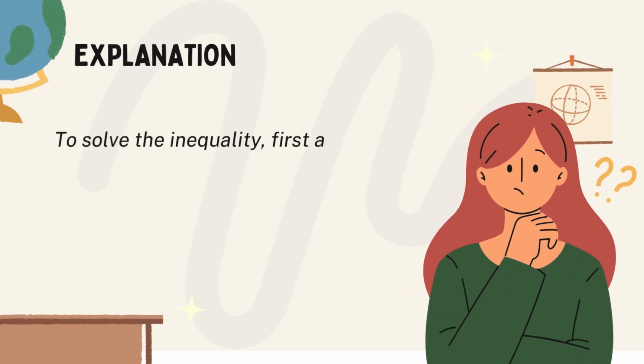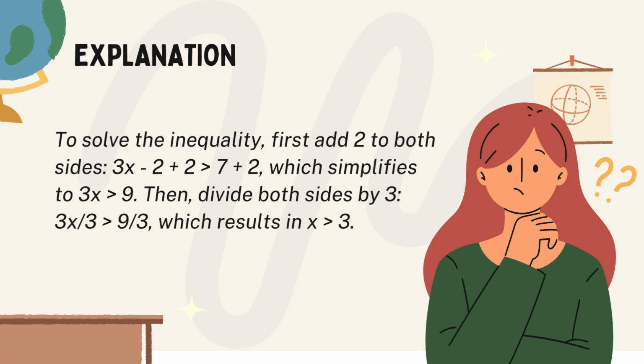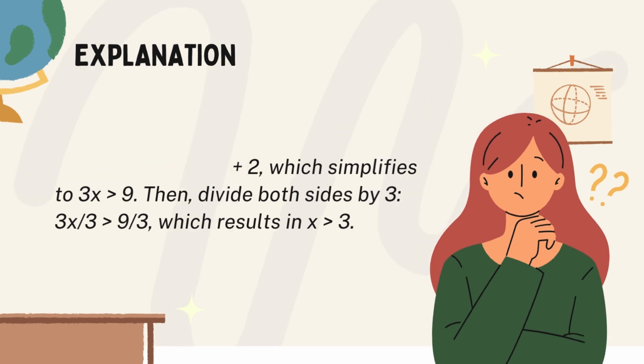Answer. C, x greater than 3. To solve the inequality, first add 2 to both sides. 3x minus 2 plus 2 greater than 7 plus 2, which simplifies to 3x greater than 9. Then, divide both sides by 3, so 3x over 3 greater than 9 over 3, which results in x greater than 3.